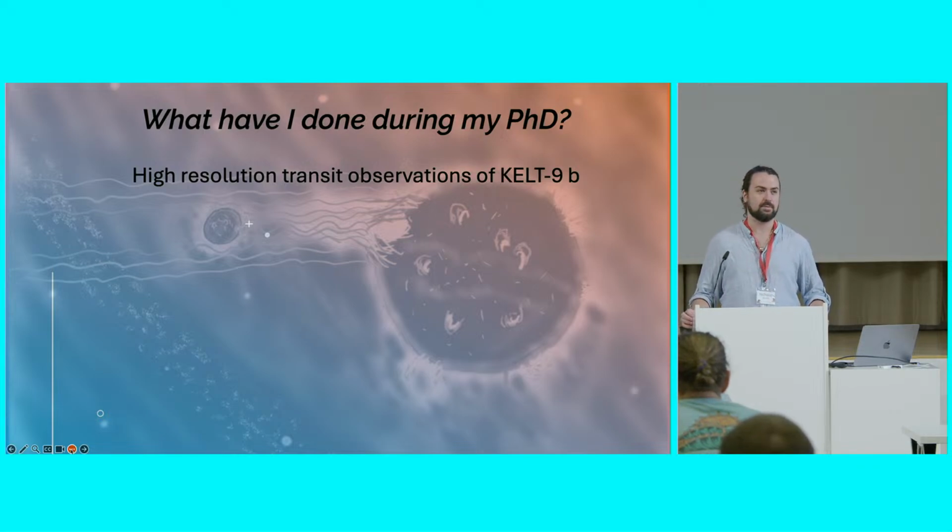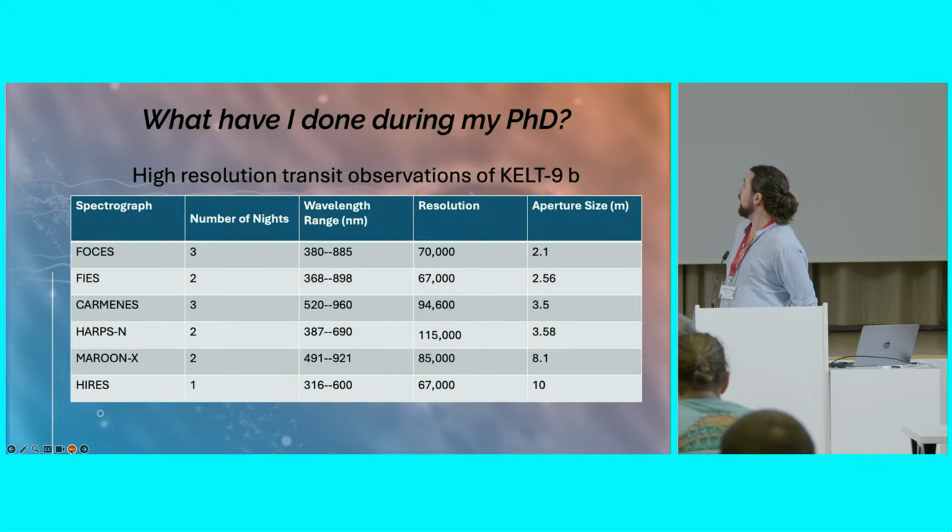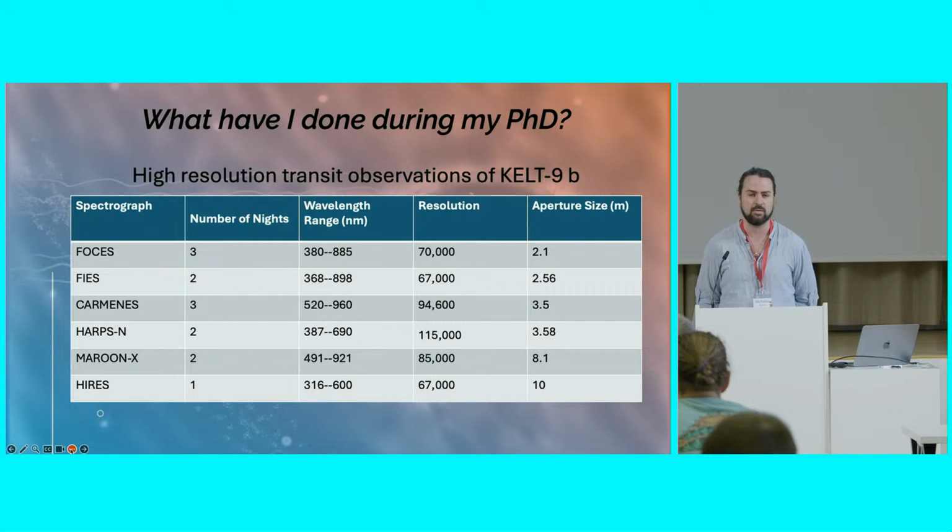So for 4 years, I'm not one to flog a dead horse, but somehow I seem to keep coming back to this planet and finding more and more data sets to analyze. So at the moment, I now have 13 transit observations of KELT-9b over 6 different spectrographs, spanning a wavelength range down to almost the near ultraviolet and up to the near infrared.